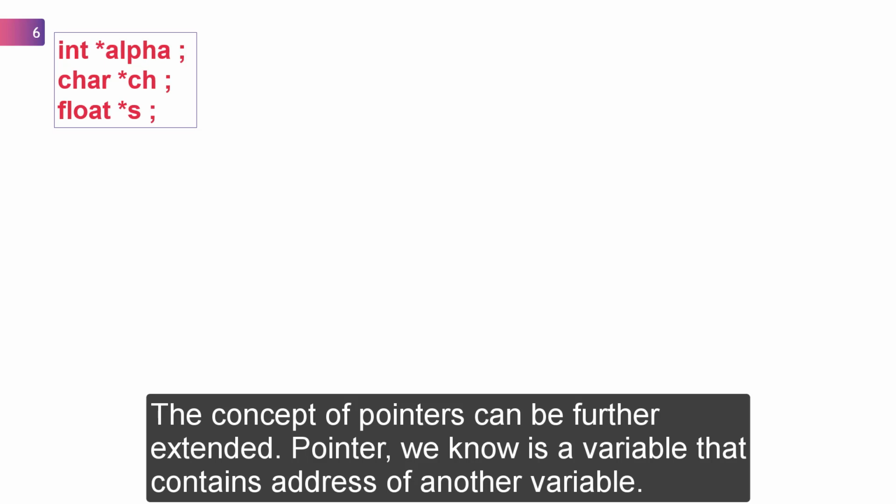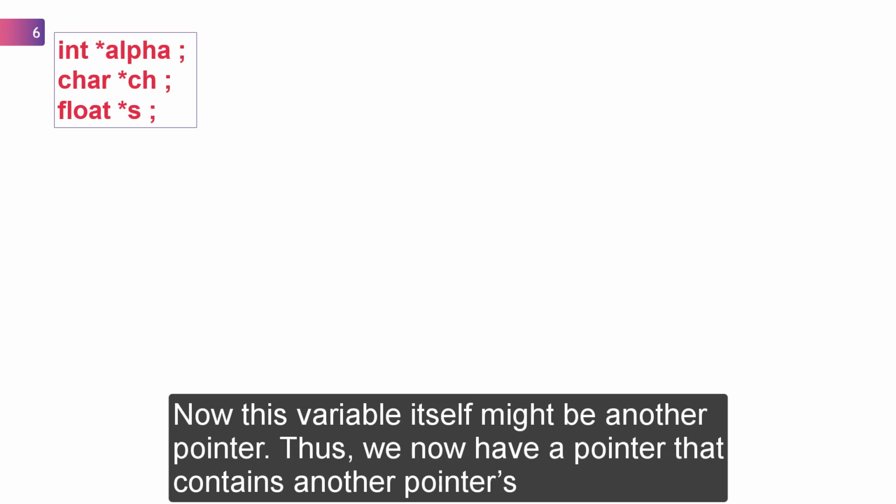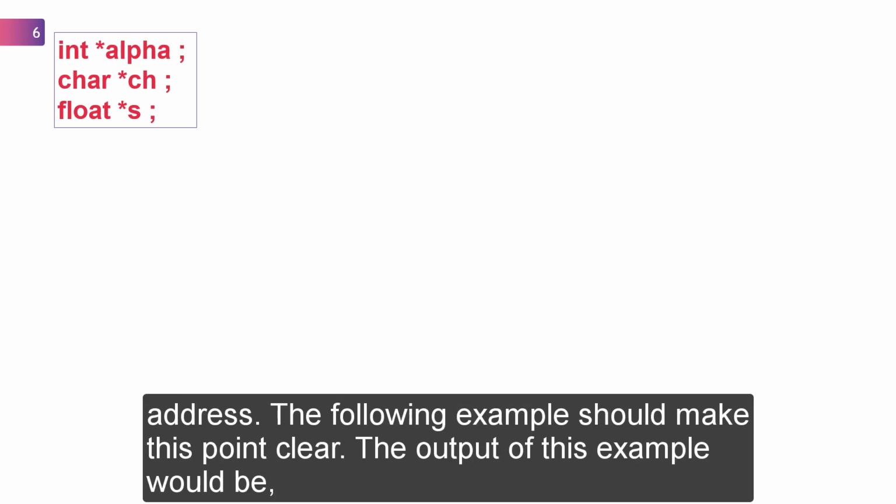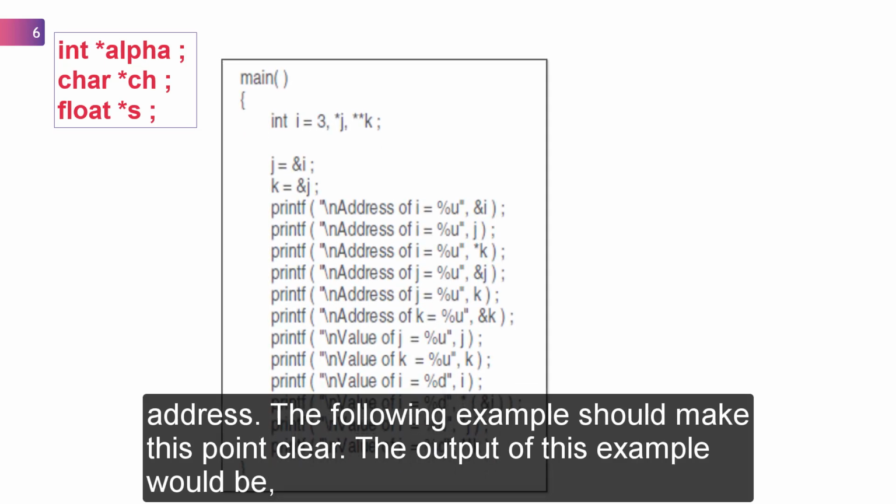A pointer, we know, is a variable that contains the address of another variable. Now, this variable itself might be another pointer. Thus, we can have a pointer that contains another pointer's address. The following example should make this point clear.